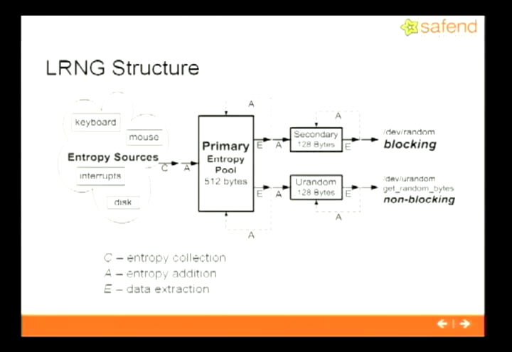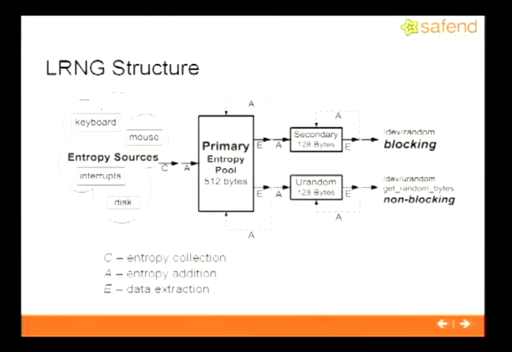Then there are 2 additional pools. One is called the secondary, and the other one is called the urandom. One of them is used for the secured interface, and another for the less secure one. And as you can see, I guess that some of you can feel it. It's a bad coupling right now. The entropy comes from a single source, from a single big pool, which is used to feed the other 2. It's in a bad way.